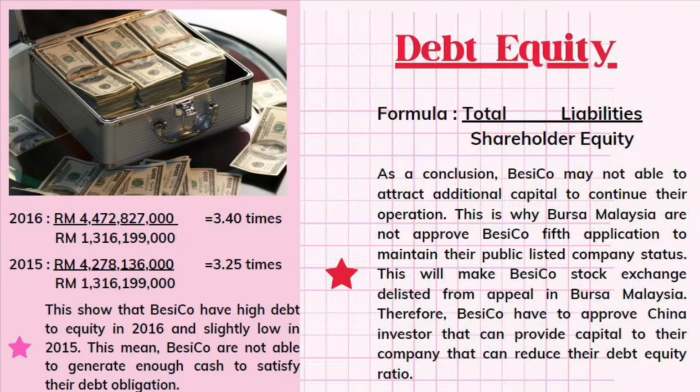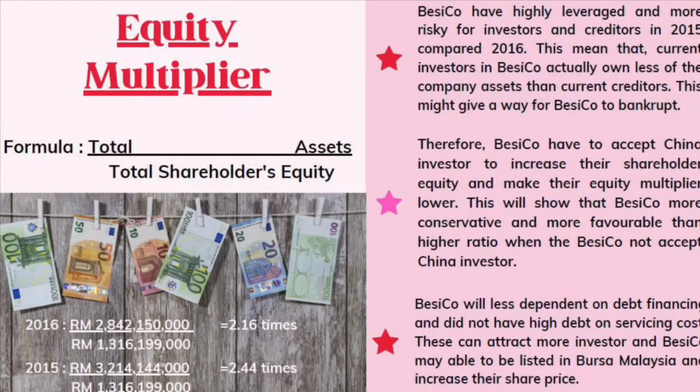This is why Bursa Malaysia did not approve Besico's fifth application to maintain their public listed company status. This will make Besico delisted from Bursa Malaysia. Therefore, Besico has to approve the China investor that can provide capital to their company and reduce their debt to equity ratio. Lastly, equity multiplier. The formula is total asset divided by total shareholder equity.